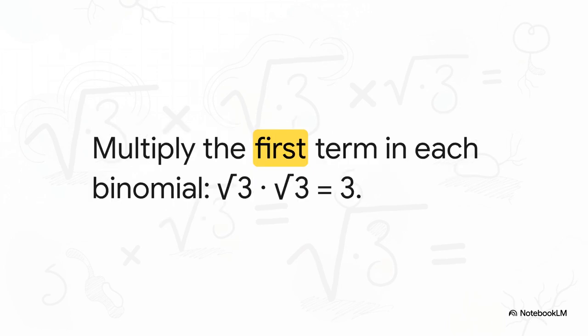Let's kick it off with F for first. We multiply the first term in each set of parentheses. That's the square root of 3 times the square root of 3. Now here's the cool part. Anytime you multiply the square root of a number by itself, you just get the number back. So square root of 3 times square root of 3 is just 3. Poof, the radical is gone.